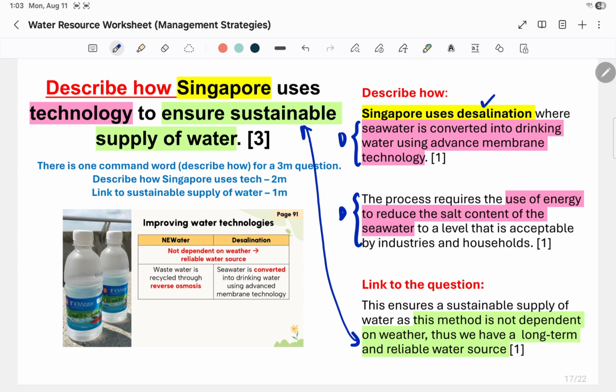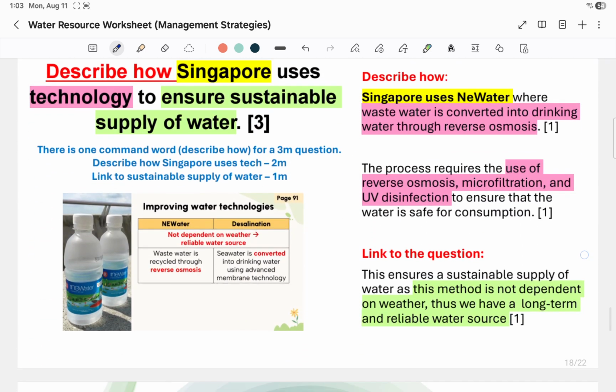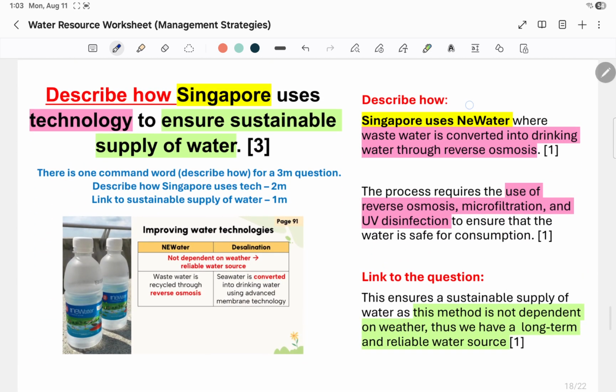Okay, let me show you another example using a different form of technology. I use new water. How is new water converted into drinking water? I describe a little bit more without going into the nitty-gritty details. Okay, I just need the headers to show that the water is clean enough for consumption. And again, I link it to how it is sustainable. Okay, so please pause, do your corrections, and make sure that you take time to understand and to digest the reasons why this question requires a little bit more thought.